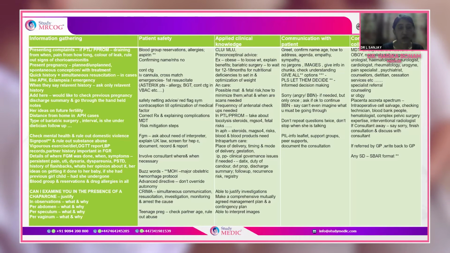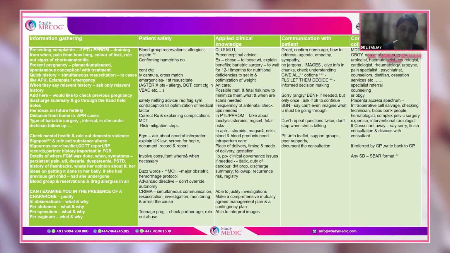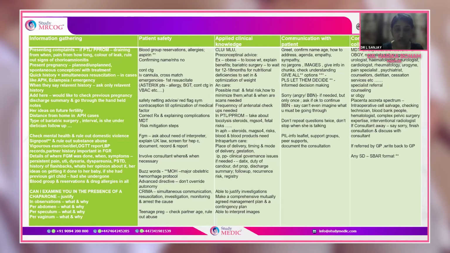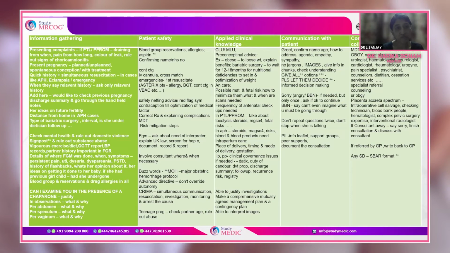And always ask if the present pregnancy is a planned or an unplanned pregnancy, whether it is a spontaneous conception or not. Always in cases of emergencies, especially antepartum hemorrhage, abruption, or eclampsia, most of the time the scenario is that the patient has come to you in ER and somebody from ER or triage has called you. If she is in pain, they usually ask you to take a quick or relevant history.